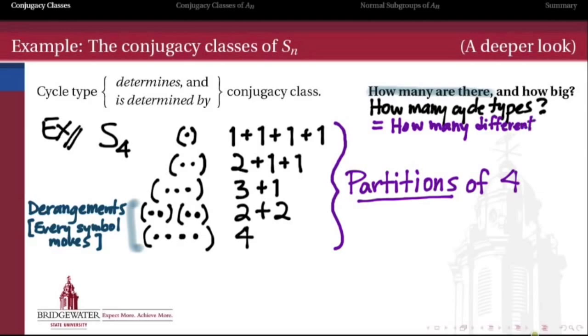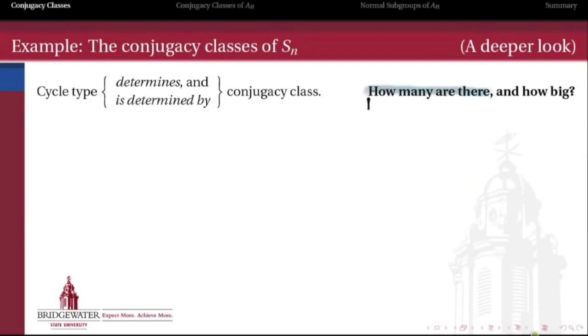Counting the number of partitions is something that's not easy to do in general. It's done by something called a partition function. So the question of how many cycle types there are is really a combinatorics question, which doesn't really have a very clean and quick and easy answer. But if we could answer it, then we would know for sure how many conjugacy classes there are in the symmetric group Sn.